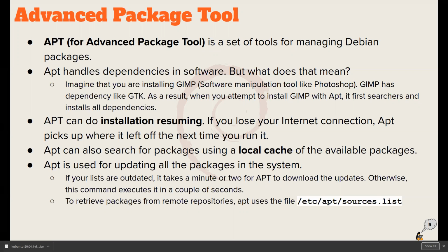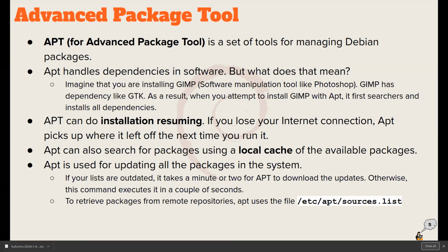Okay. Apt can also search packages using what is called the local cache. The local cache is where Ubuntu knows where to find software, and it keeps that information. Apt can take a look at that and say, okay, I have that program if you wanted to install it, and I know where to get it.